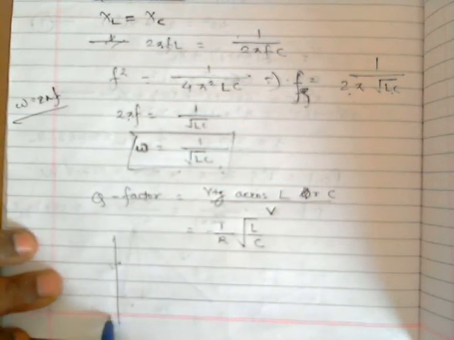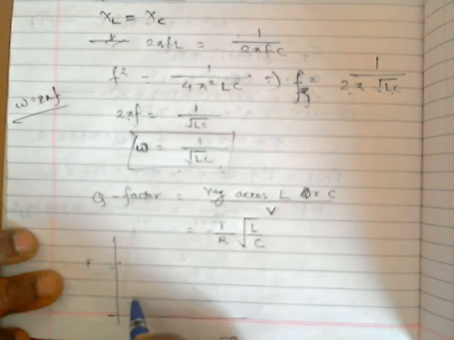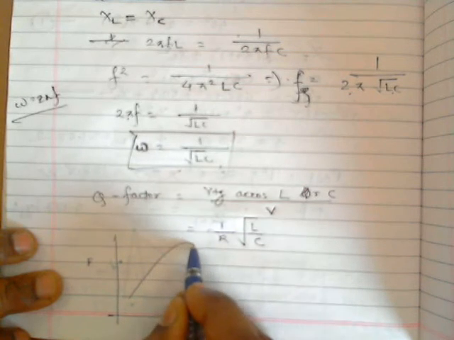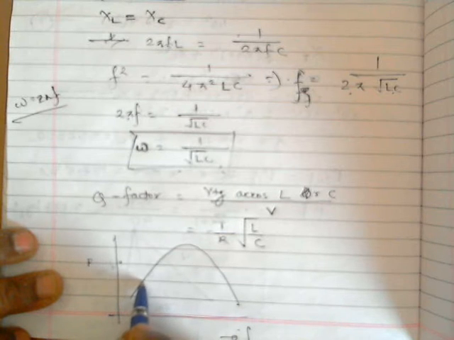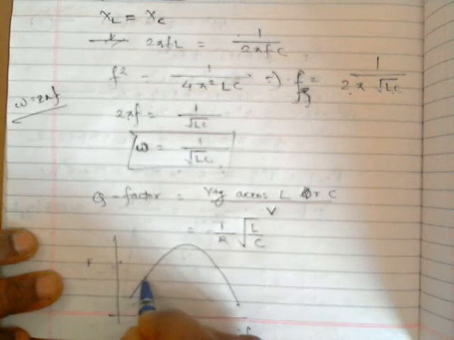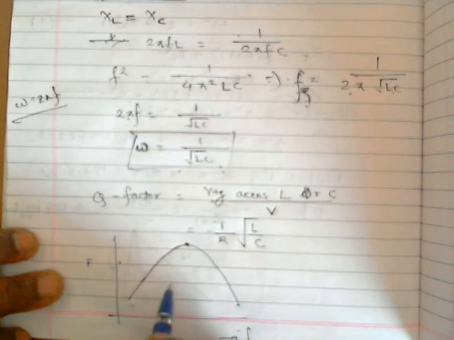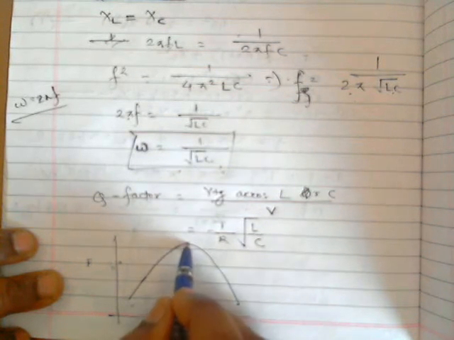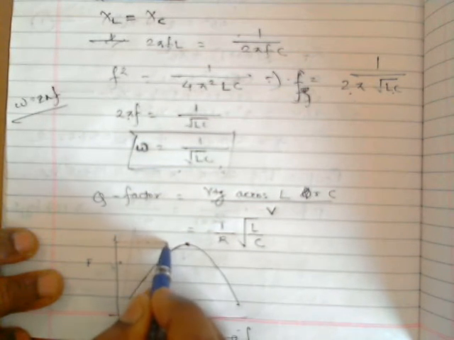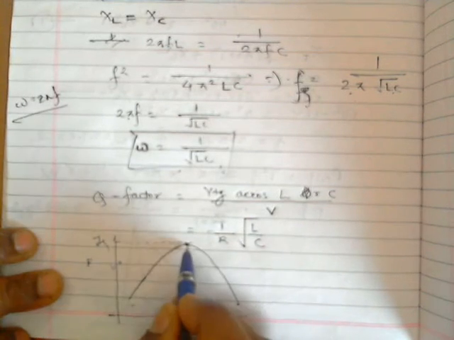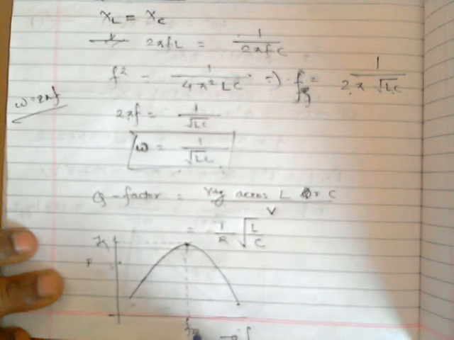Bandwidth means what? If I plot a graph of frequency versus current, then obviously as I go on increasing frequency, current will start increasing, right? And a point will come when XL becomes equal to XC. When XL equals XC, the circuit will be purely resistive, so at that time there will be maximum current in the circuit, and then current will come down. So that point is our resonant frequency point.